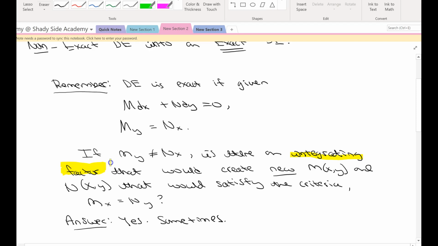Okay, and we'll, of course, talk about the cases where the non-exact diffie-q can't be made exact. What do you do then? But for now, we're going to look at the sometimes cases where a non-exact can be made exact.